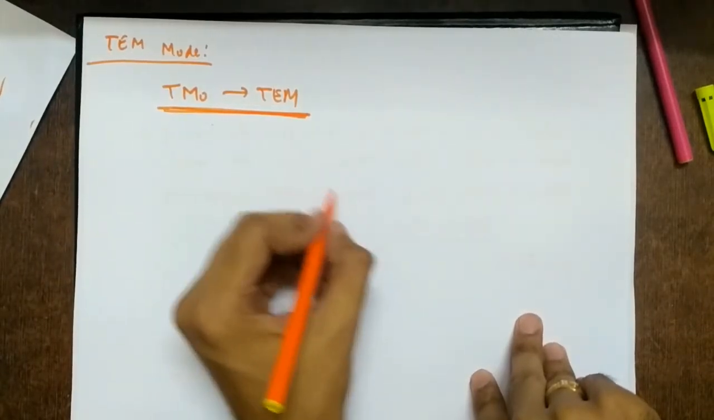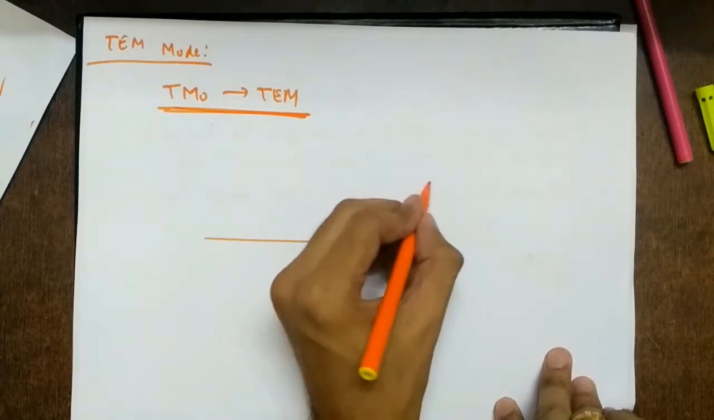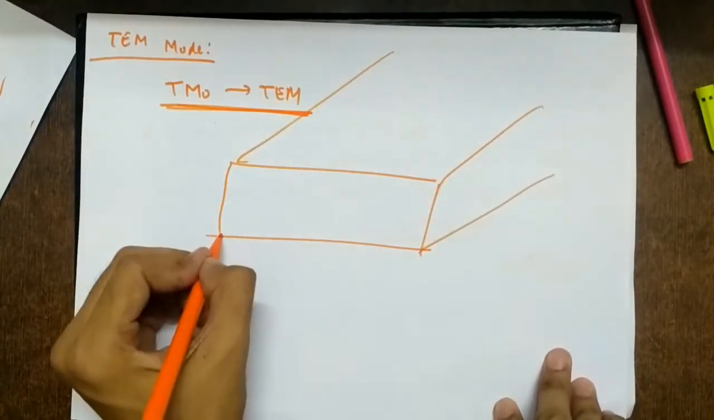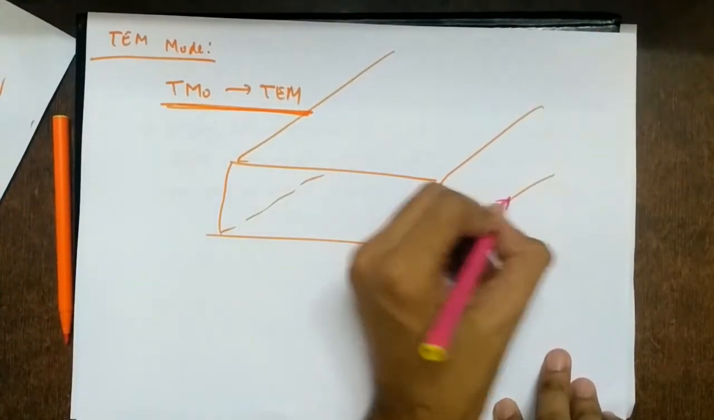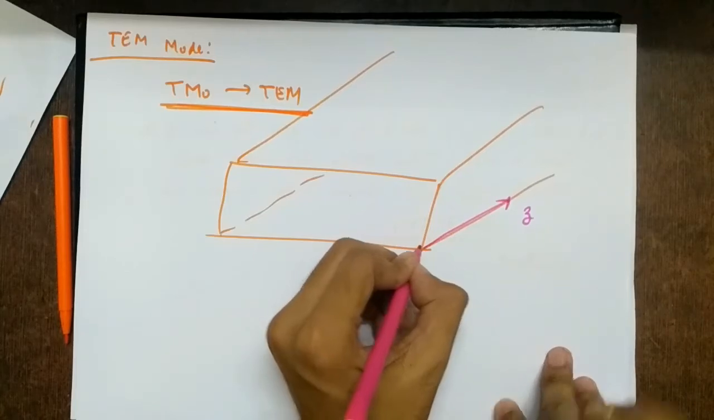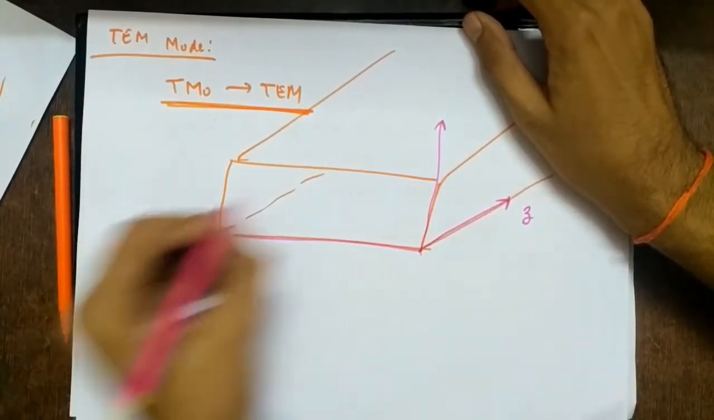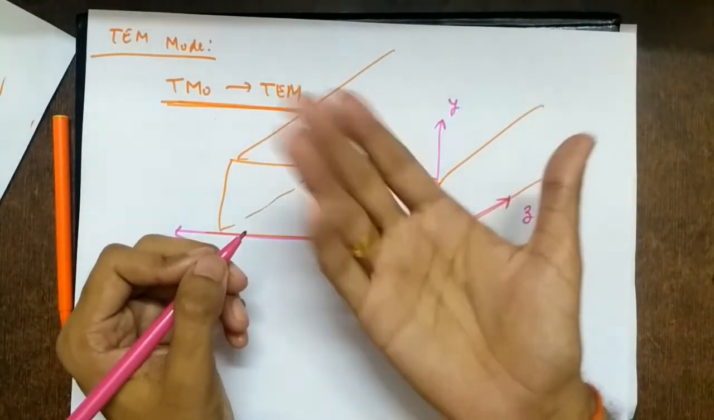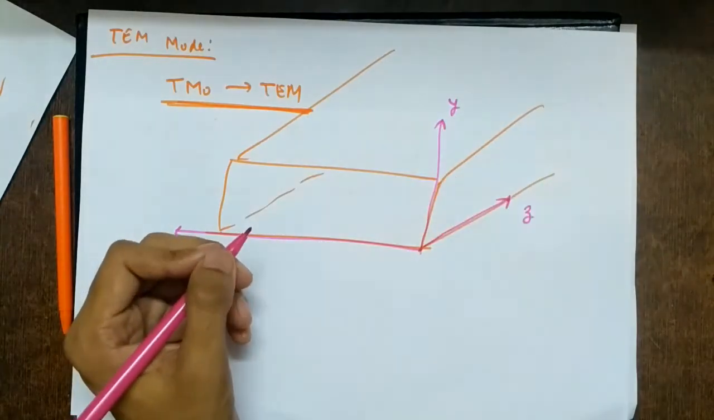So how was our axis given? This was our rectangular waveguide, and how are the axes oriented? This was my Z axis, this was my Y, this was my X. Right-handed coordinate system: if the thumb points in the direction of Z, X to Y gives the direction of rotation.